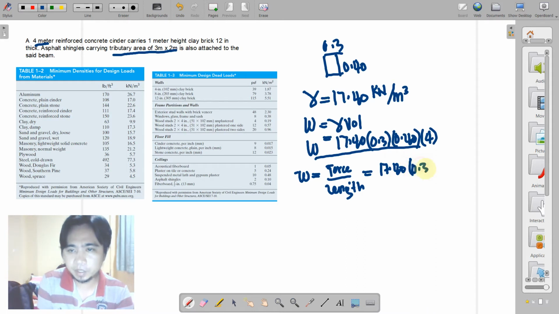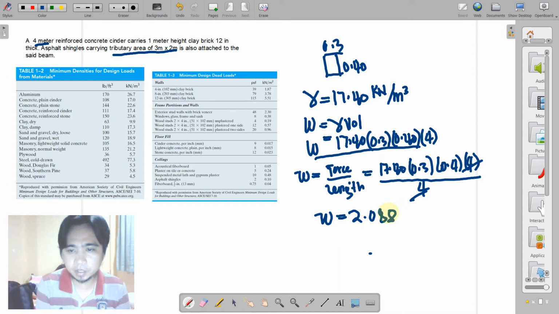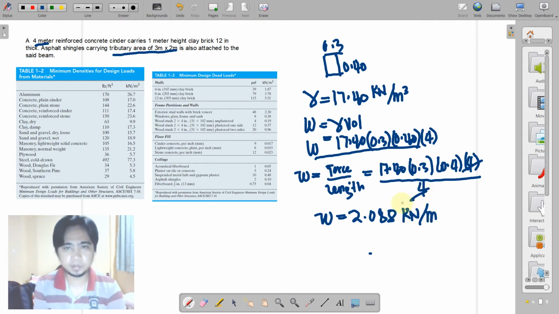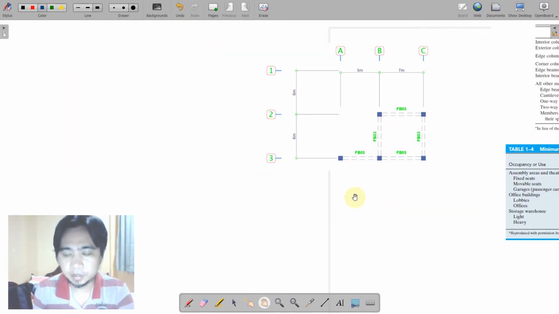17.4 by 0.3 by 0.4, times 4 all over the length, and the length of the beam is equivalent to 4. So as we can see here, 4 is cancelled. So the distributed load by the self-weight is equivalent to 2.088 kilonewton per meter. Okay, so that's it for this problem. May we now proceed to the live load problem.